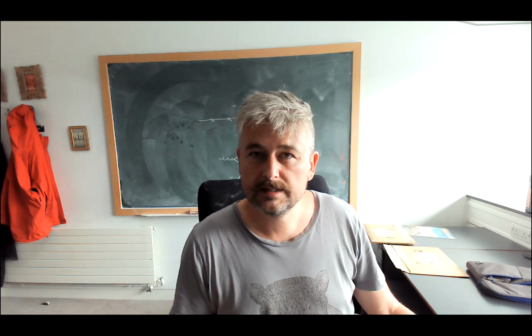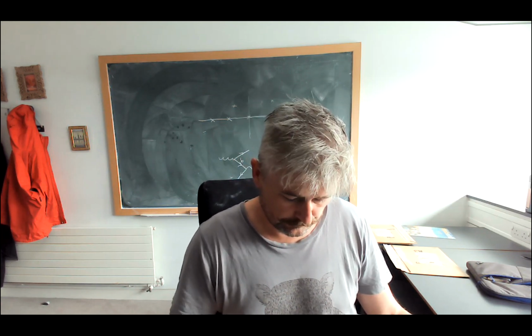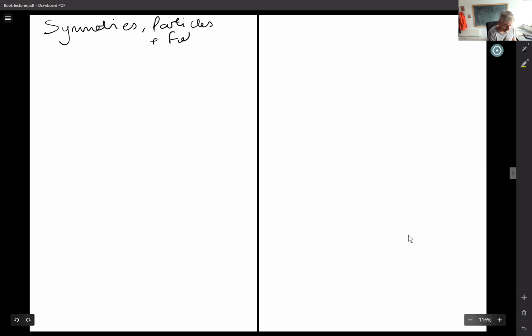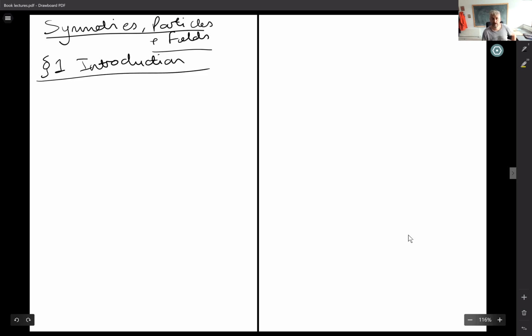Without further ado, let's take some notes. Okay, so this is symmetries, particles and fields. The course is arranged into 10 chapters, just like the book, and this is chapter 1, the introduction. So we'll basically spend this first lecture on the introduction and the plan of the course.